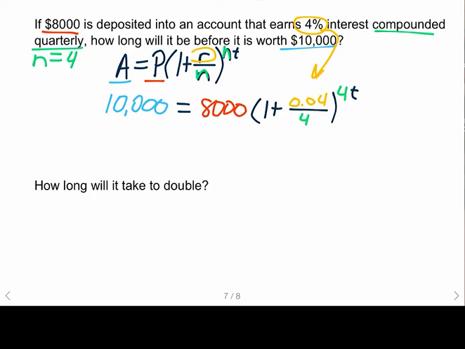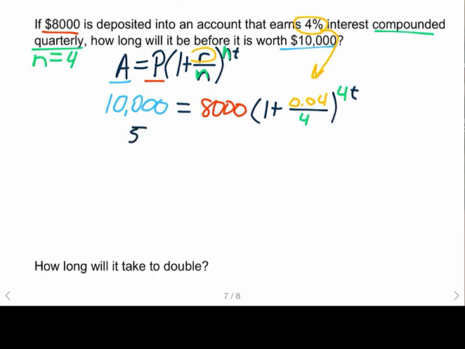Did you forget to express the rate as a decimal? I hope not. Our broad strokes are the same as before. Isolate the factor that has the exponent, and then deal with the rest of it. In order to do that, we're going to divide by 8,000 on both sides. And so 10,000 divided by 8,000, and that reduces to 5/4. So we get 5/4 is equal to 1.01, which is what that parenthetic quantity becomes, to the 4t.